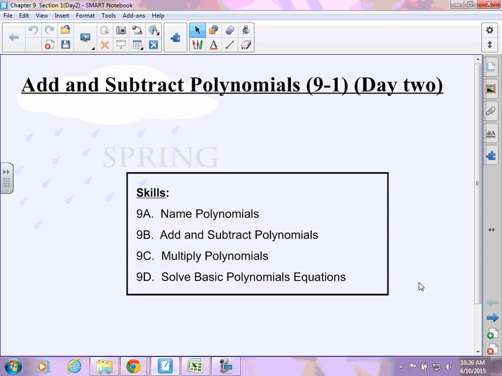What we're going to do is section 9.1, and we're going to do day 2. So day 1, we named polynomials. That was the first standard. The second standard today is add and subtract polynomials. All right.